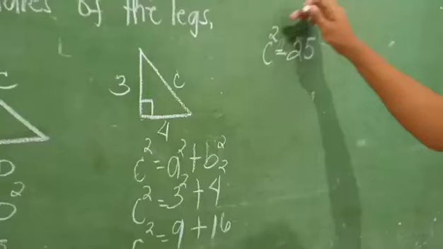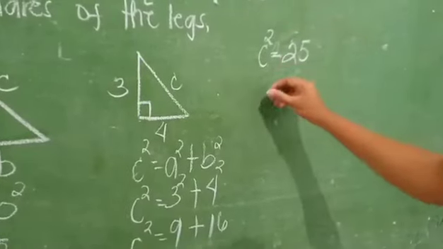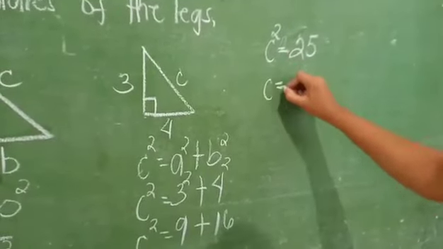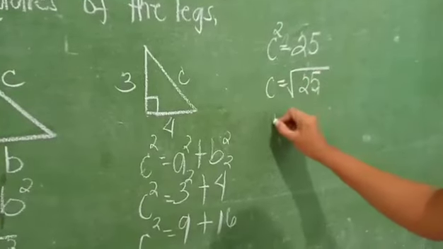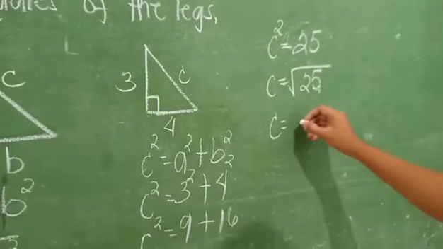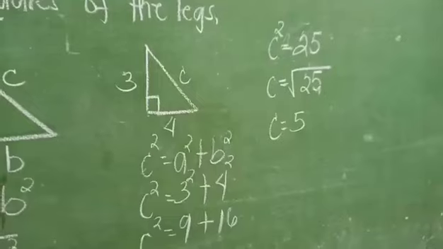So let's remove the square of the hypotenuse. C is equal to the square root of 25. Therefore, the hypotenuse measures 5 units.